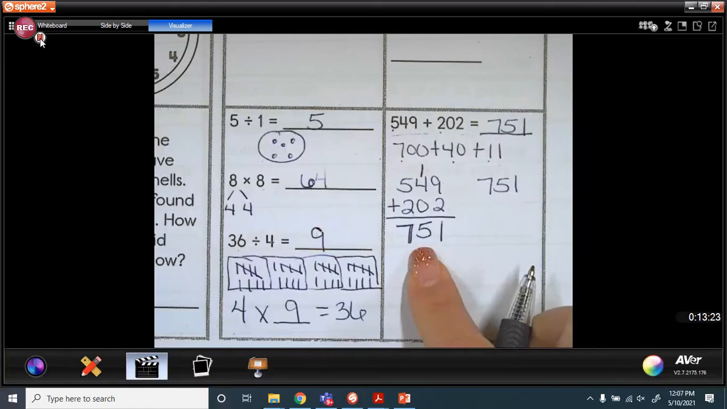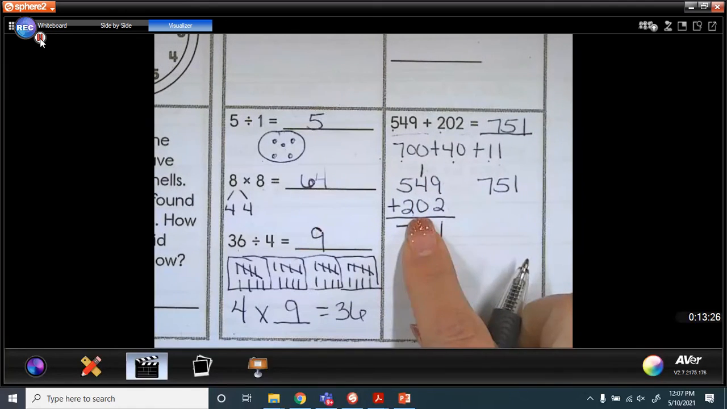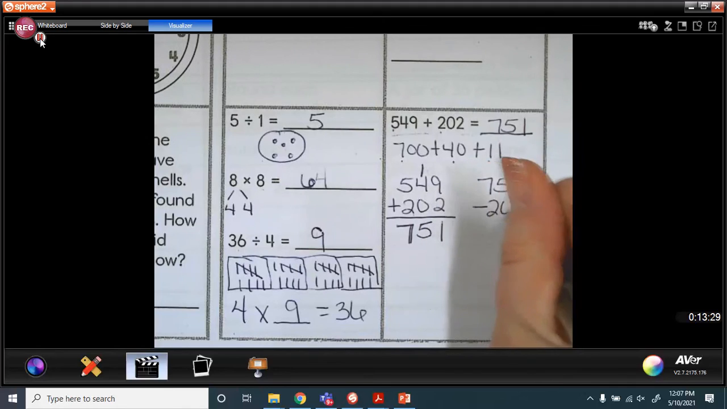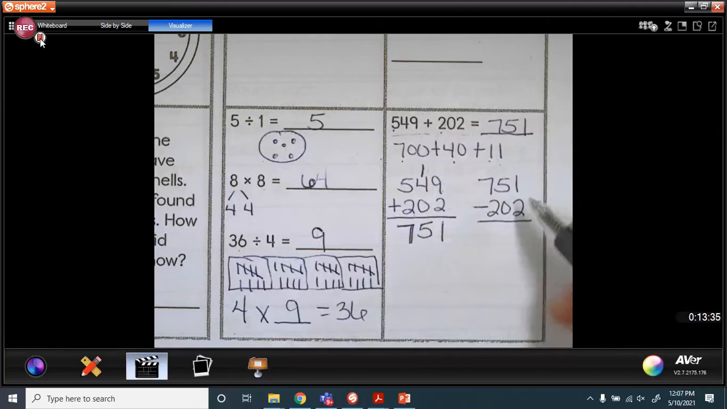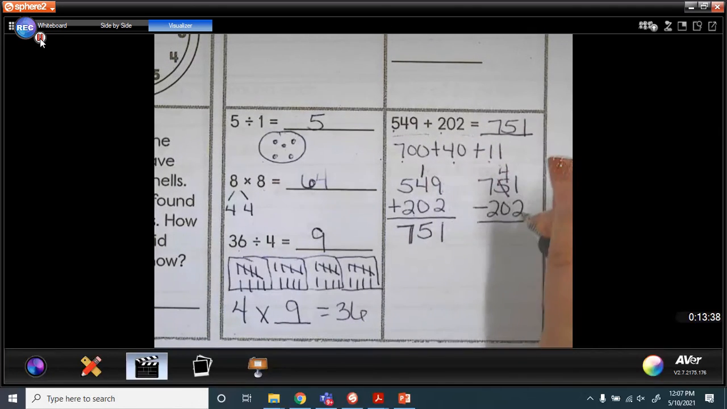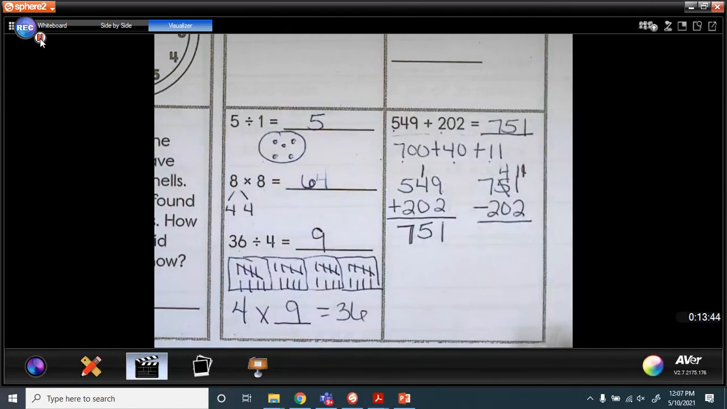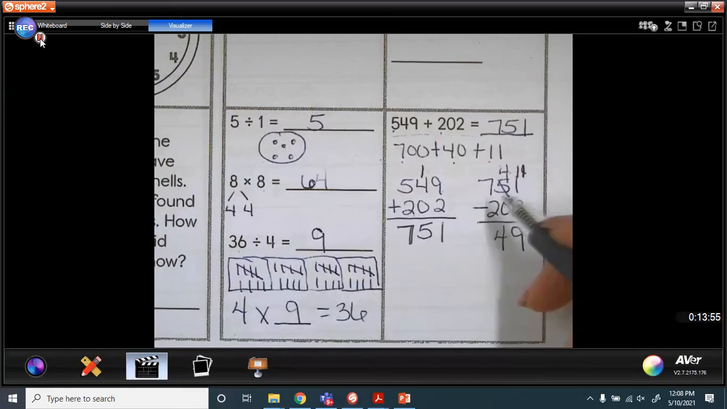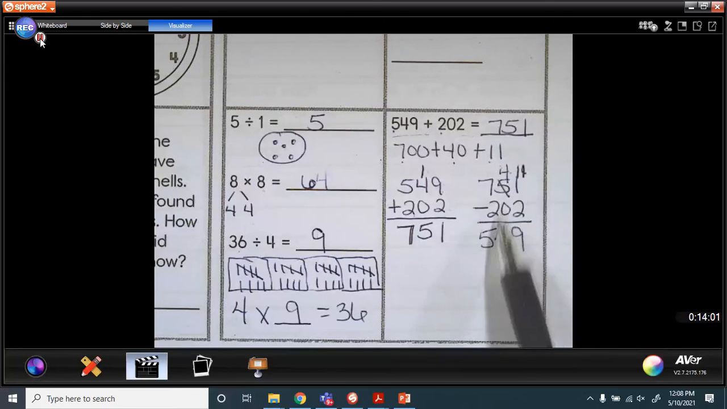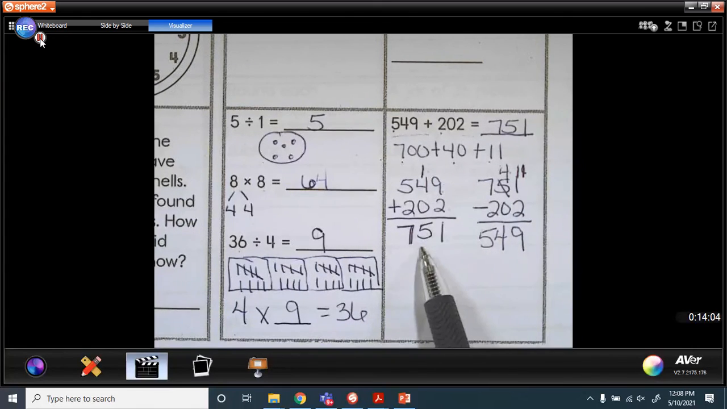I can take one of these 2 parts away to get the other missing part. So I know that I can't subtract 2 from 1, so I'm going to have to borrow a 10 and add it to the 1, which is 11, and 11 minus 2 is going to be 9. 40, I don't have anything to subtract, so that's going to still stay 40, and 700 minus 200 is going to be 500.